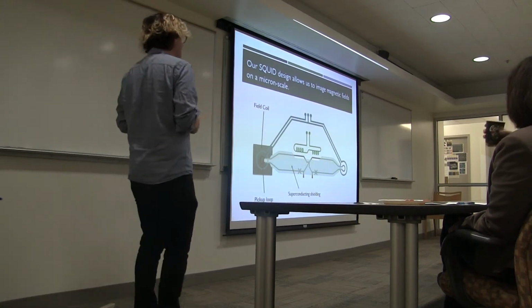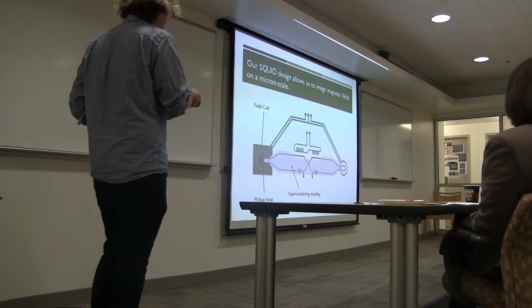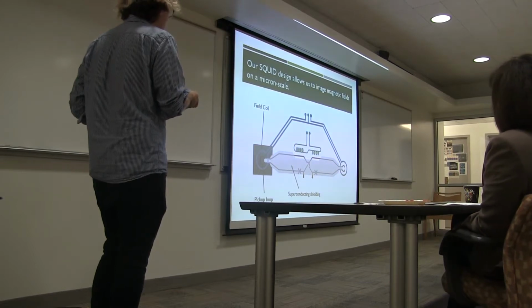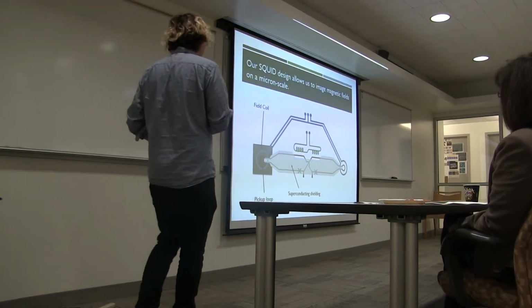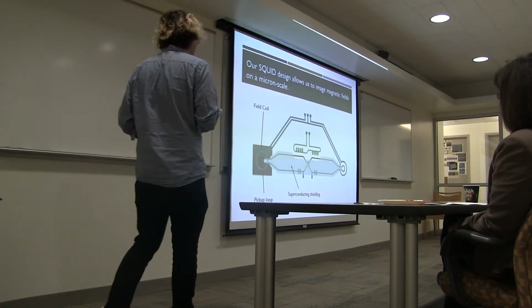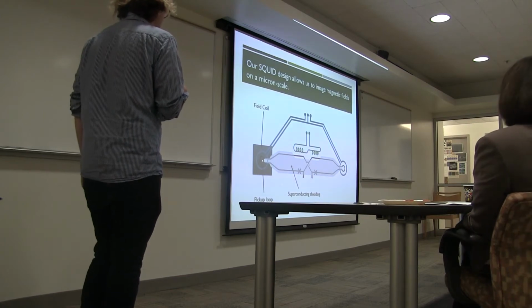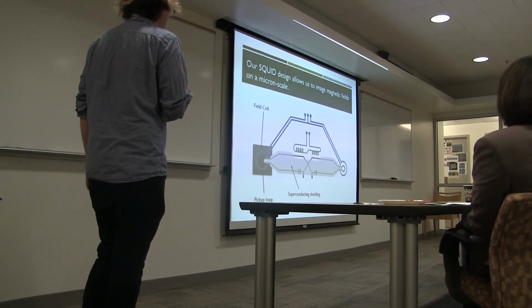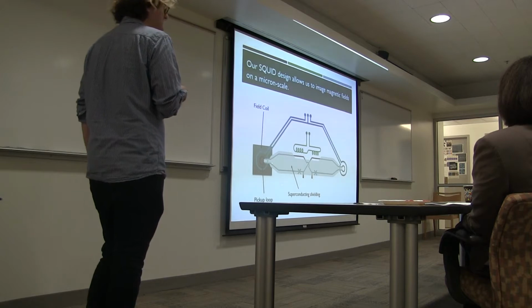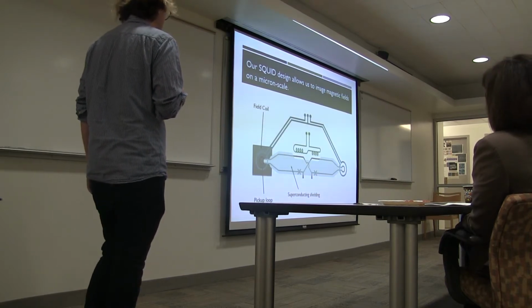So our SQUIDs look a little bit more complicated. This is still sort of a cartoon, but you can see here that there's two Josephson junctions and there's two leads that we probe them. And I'm not going to explain this whole thing, but if we look at the front part here on the left, this is the part that gets close to the sample. So we have a pickup loop, and this is our main sensitive area, and this we bring very close to the sample, and our spatial resolution is sort of determined in part by the size of this pickup loop.